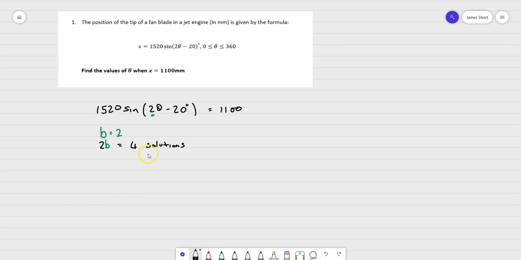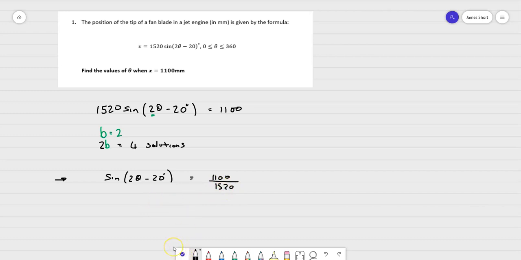So the first thing to do is we need to isolate this sine of the argument. We need to take this 1520 over to the other side and divide 1100 by that. So the first step, we take this 1520 over, so we're left with sine of (2 theta minus 20 degrees) is equal to 1100 divided by 1520.